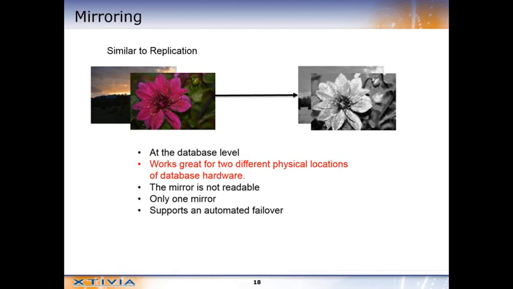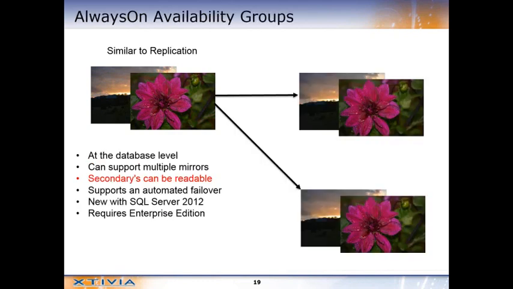A couple of things to know: the mirror is not readable, and you can only have one mirror. In SQL Server 2012, we got the introduction of Always On and availability groups. You can think of this as very similar to mirroring or replication, meaning the transactions are handled individually and go specifically over to the DR solution. A key point is that you can actually have multiple copies. I said multiple mirrors, which was a typo. In Always On or availability groups, you can have multiple copies of the database. In mirroring, you can only have the one.